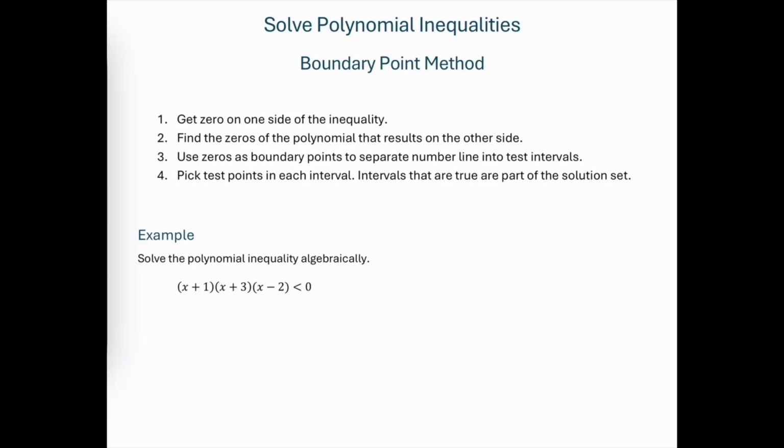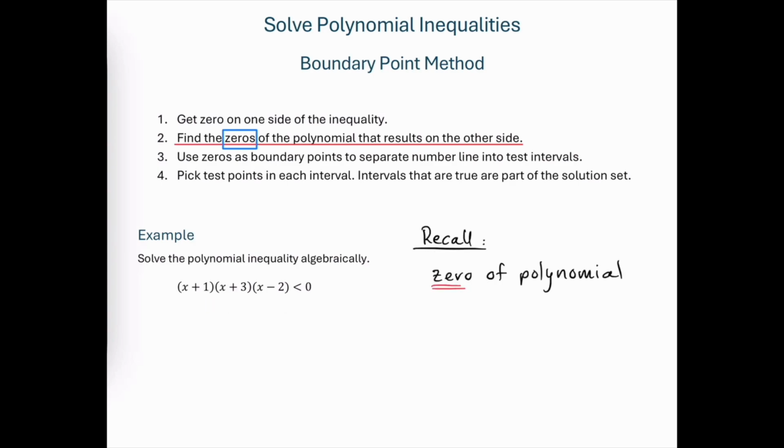Solve the polynomial inequality algebraically, and in this video we're going to demonstrate the boundary point method. The first thing that we need to do is to get 0 on one side of the inequality, which we already have. Then the other side of the inequality is going to be a polynomial. So what we need to do is to find the zeros of the polynomial that results on this side.